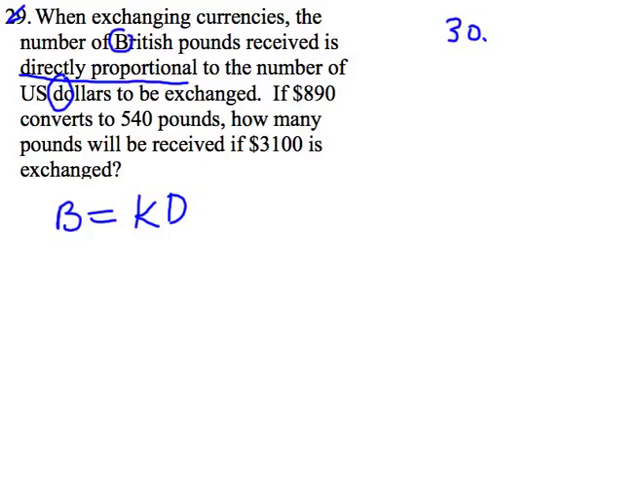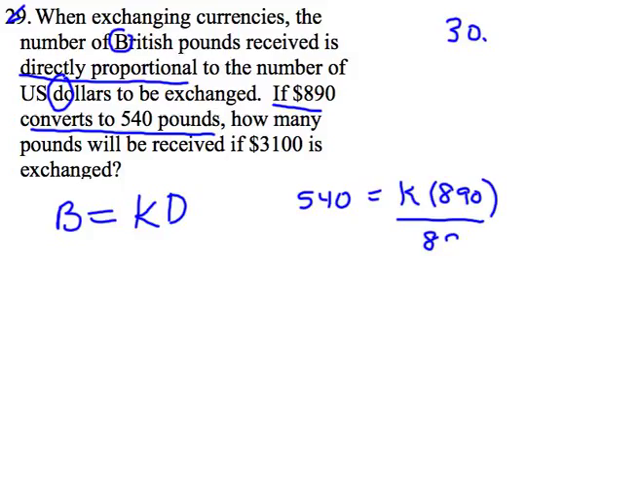So then step 2 is to find K. So with the next piece of information here, we want to find K. So there's $890, that would be US dollars, converts to 540 pounds. So 540 is B, K we don't know, times 890. Solve for K, we divide by 890, and then round K, 0.6067. Okay, so now you found K, that's step 2.